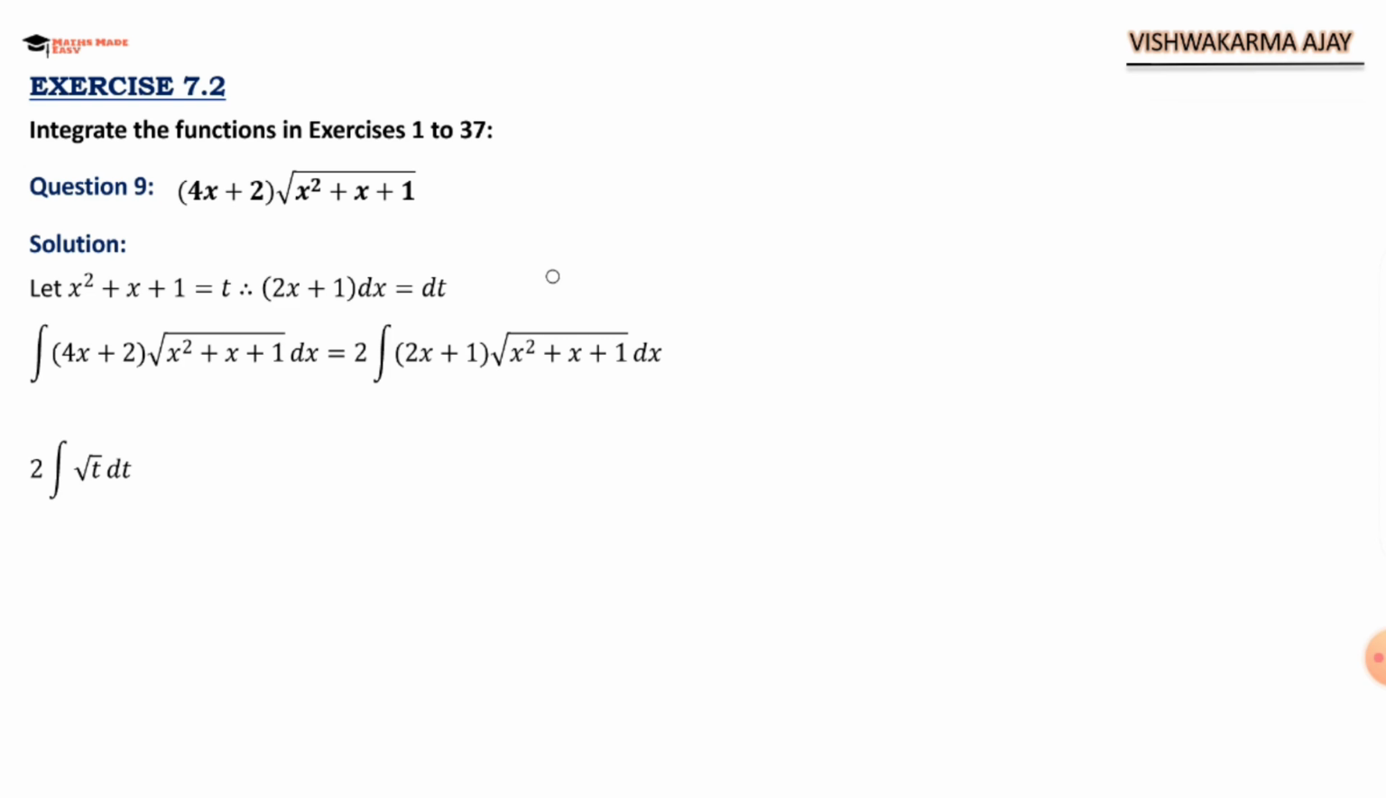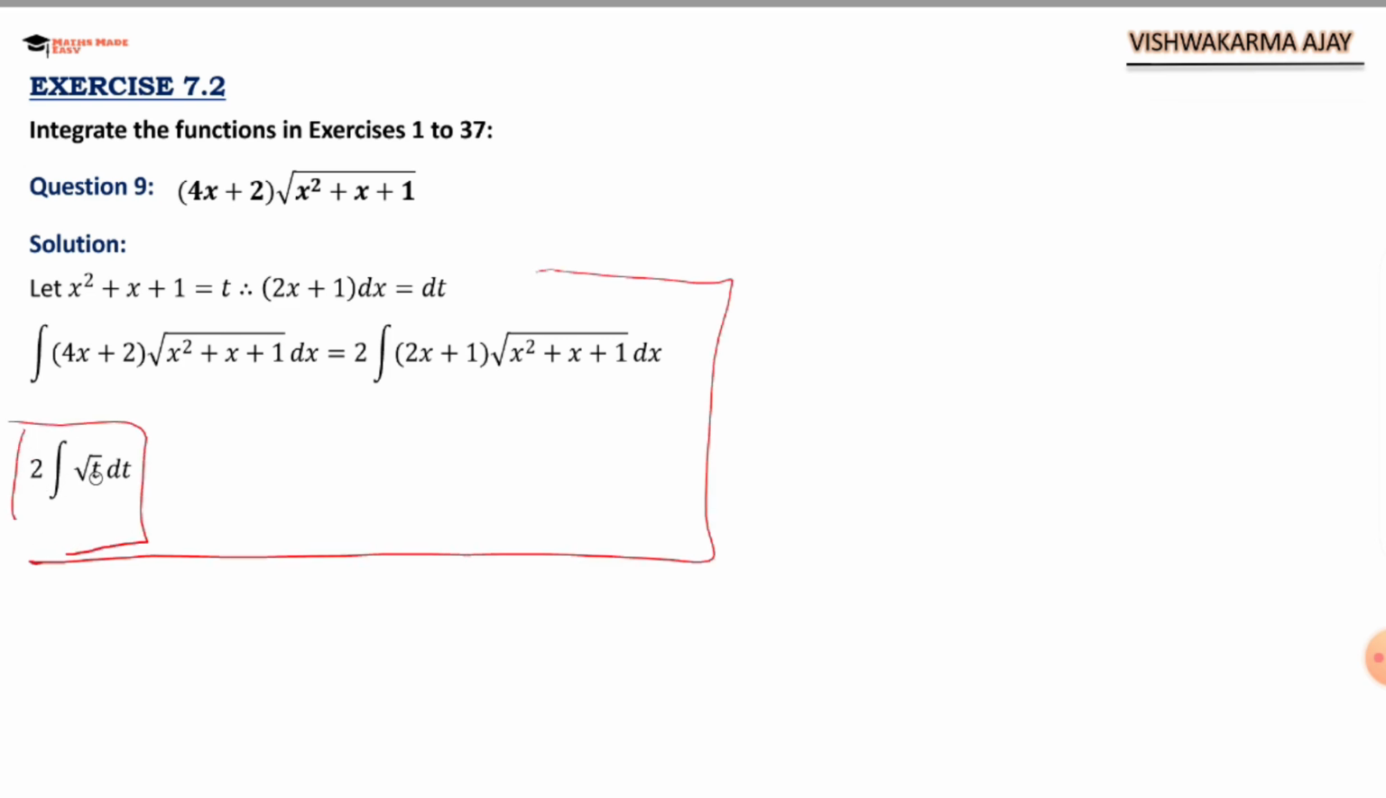So I have done the initial steps. From here you have to carry on. This is root of t, so you will be writing it as t raised to 1 by 2, which when the formula is applied, becomes t raised to 3 by 2 divided by 3 by 2, and then resubstituting the value of t, that is x square plus x plus 1.